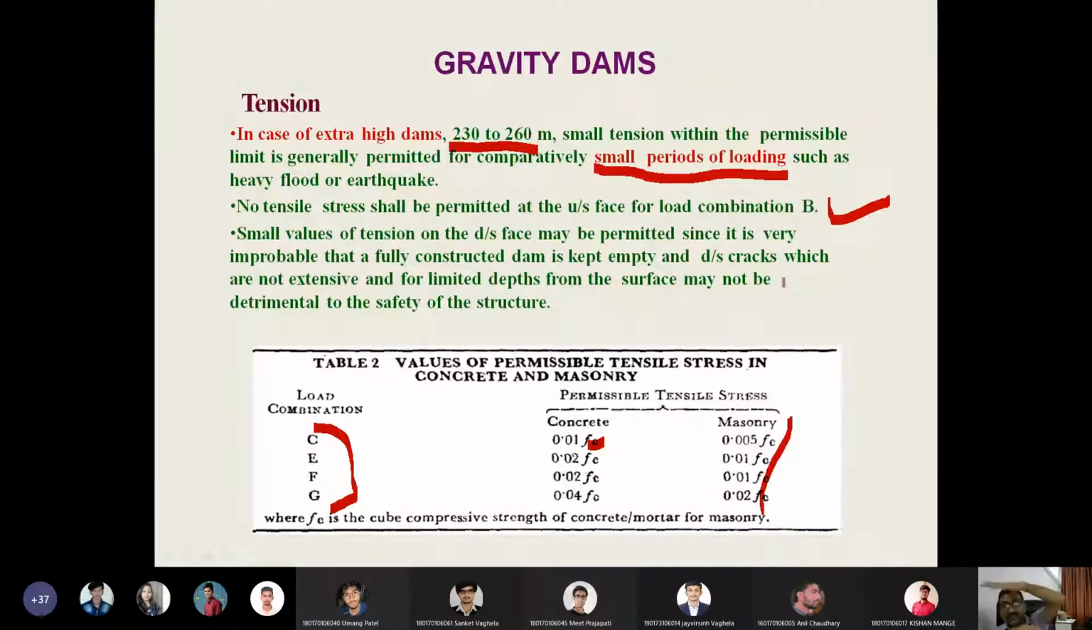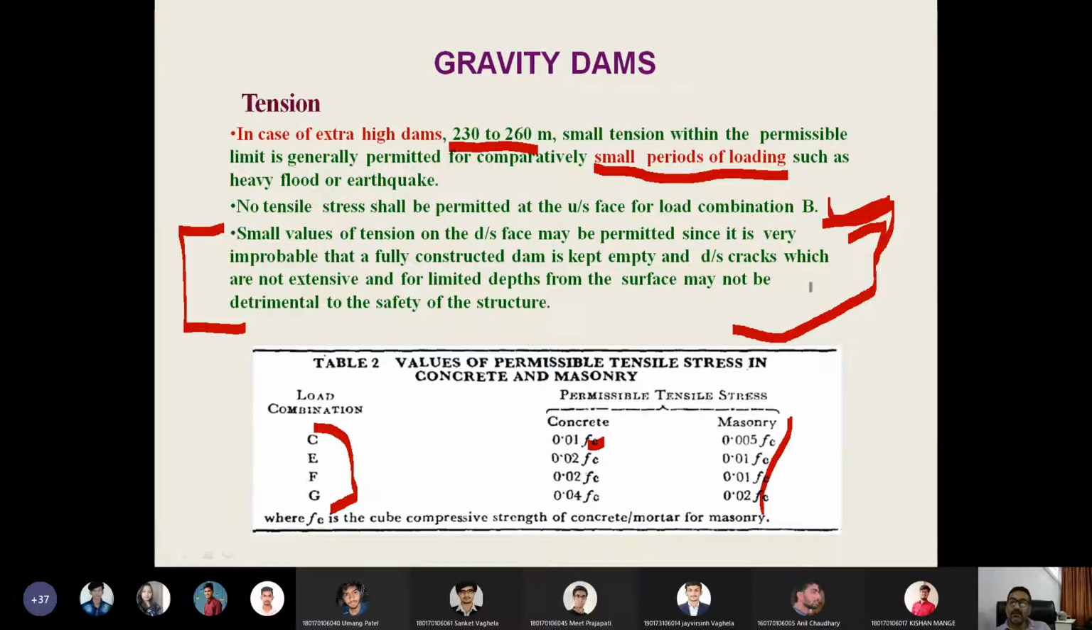We consider linear variation on the horizontal plane. So these are the least stresses on the downstream face of the dam. Cracks not extensive and for limited depths from the surface may not be detrimental to the safety of the structure. You need to study this, digest this statement, so that you can speak confidently. This statement is from the code, and this is why the tensile stresses are permitted like that.